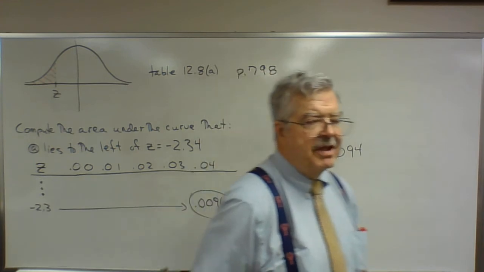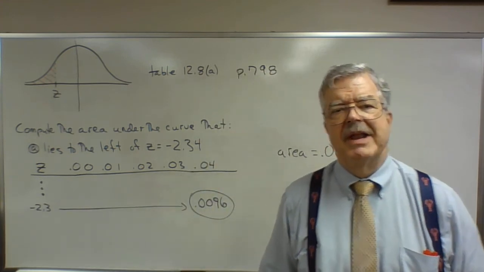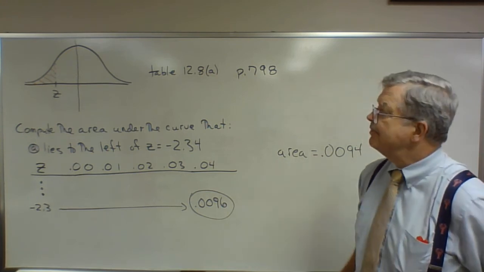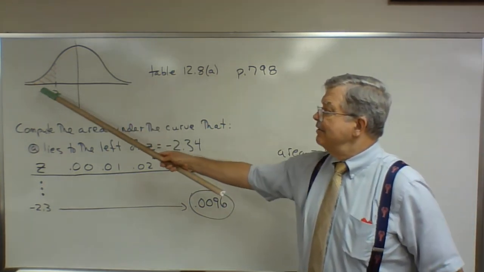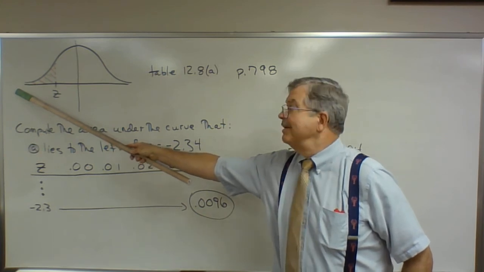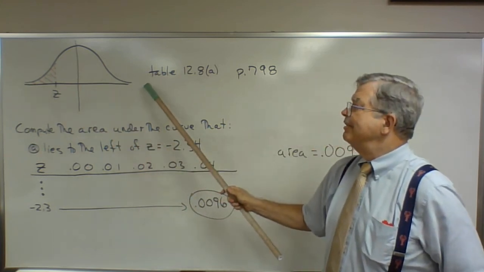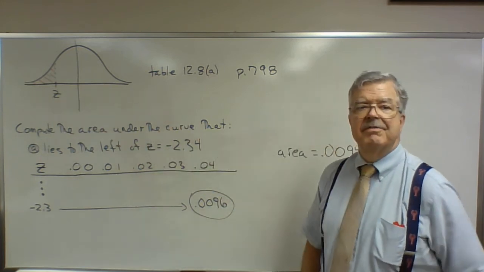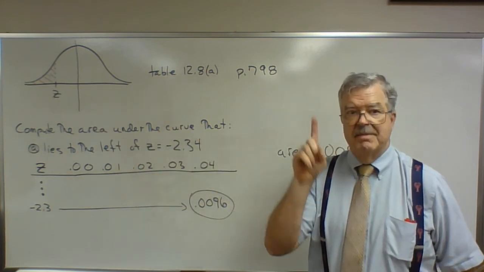And maybe I should tell you a couple of other things right now. I'll repeat these later, but I'll tell you now for emphasis. The area under the entire curve here, from negative infinity to positive infinity, is 1.